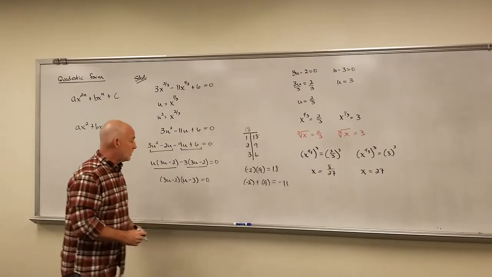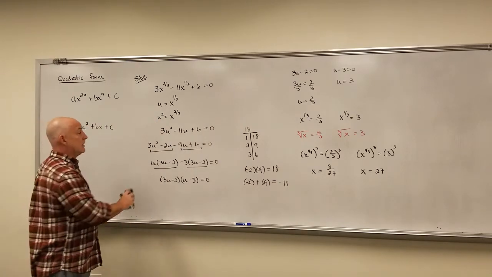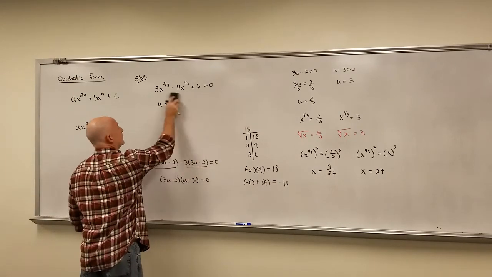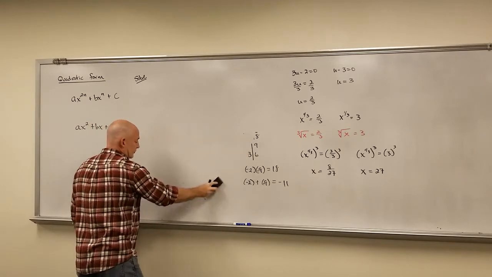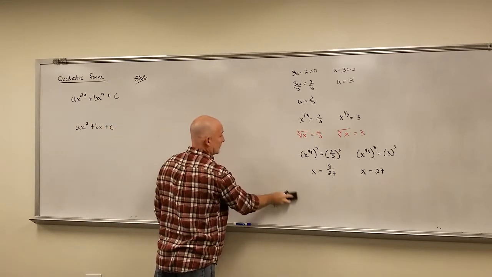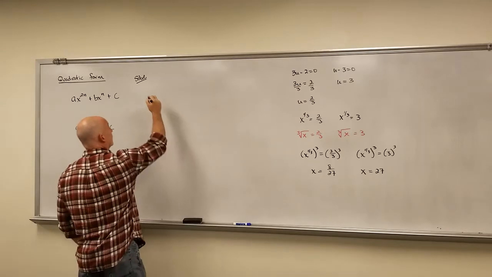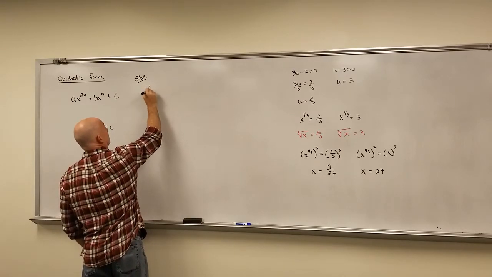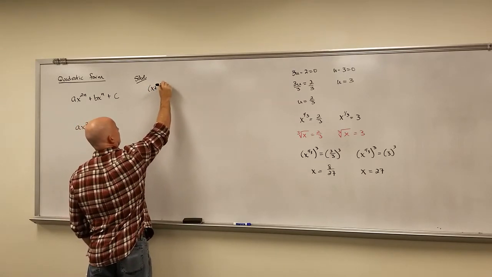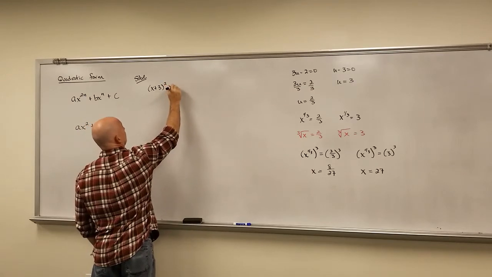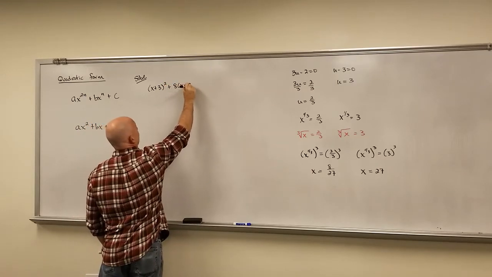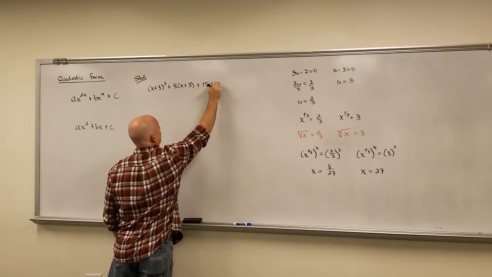All right, let's try one more example here, maybe not quite as intimidating looking. Let's see, let's give ourselves some room here. Let's do something like (x + 3) squared plus 8(x + 3) plus 15 is equal to 0.